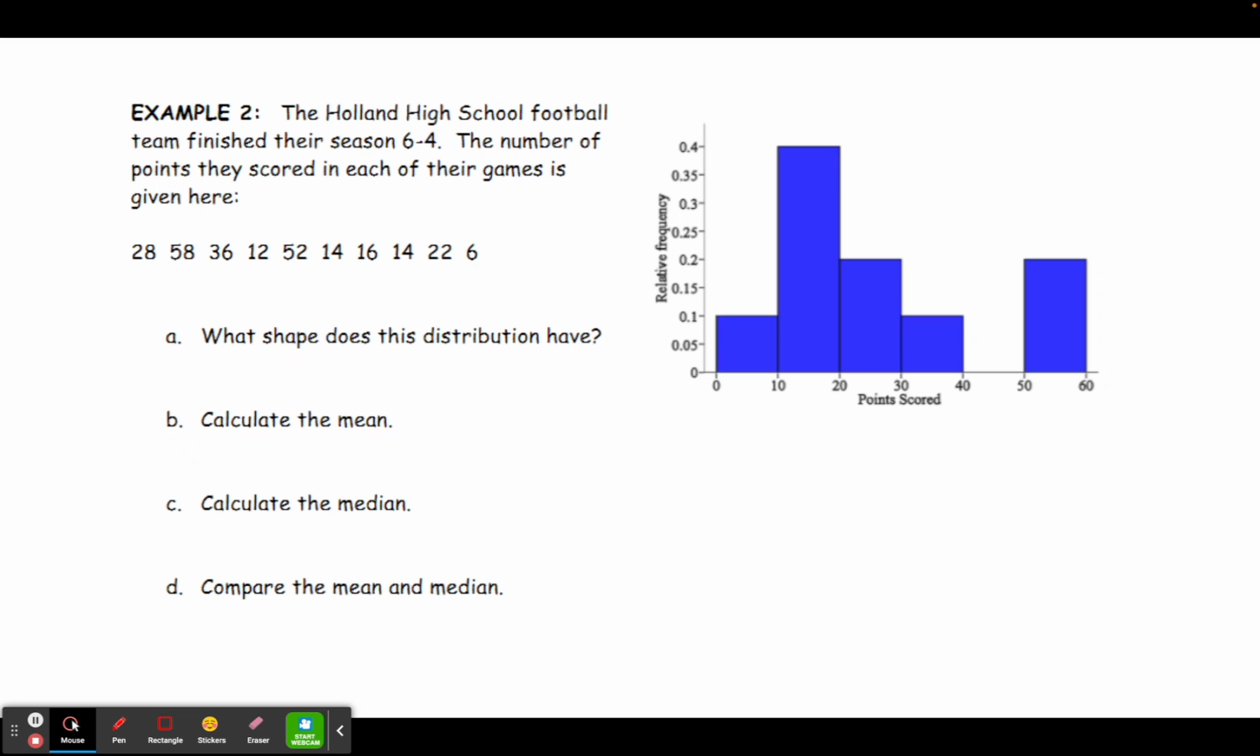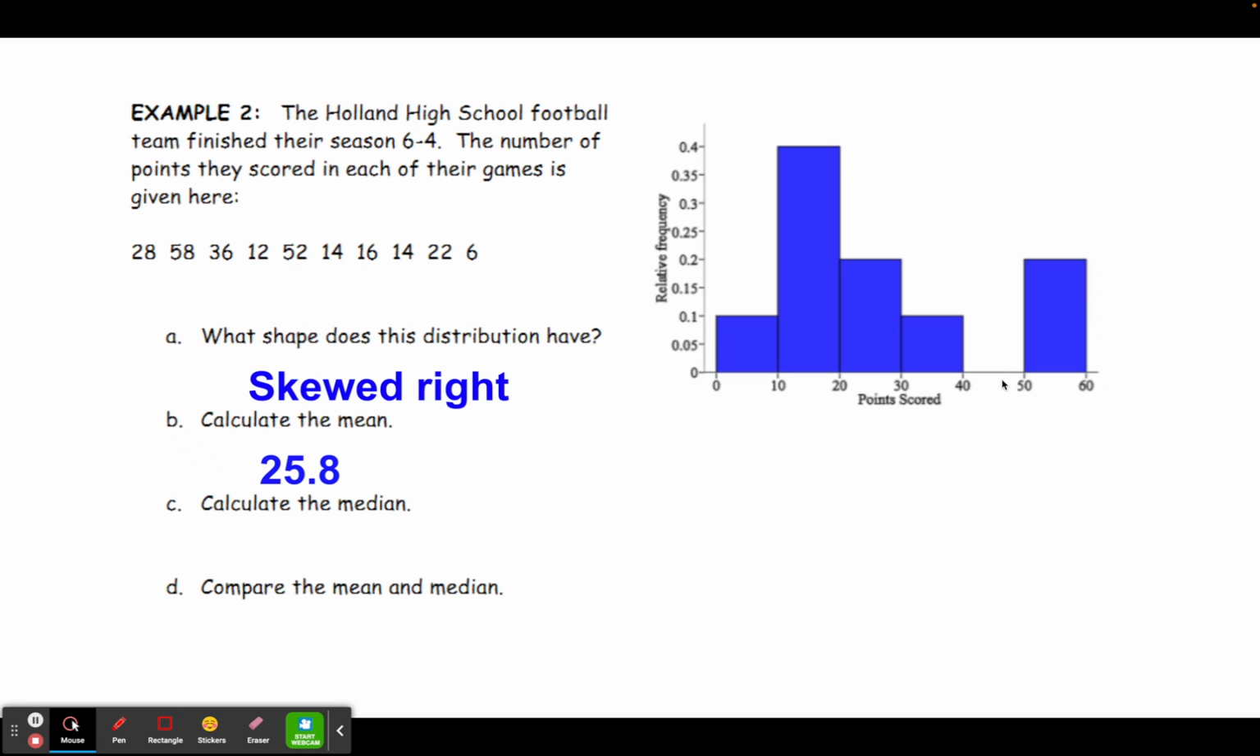So for part A, it's asking us what shape the distribution has. We would say that this distribution is probably skewed to the right. Most of their games, they had a pretty low score. They had quite a few games that were 12, 14, 16 points. And they did have a couple that were on this high end over here, but most of them are over here. So we kind of have a tail going out to the right.